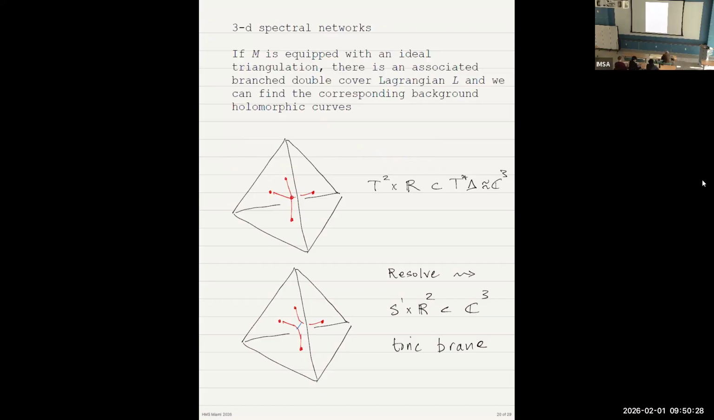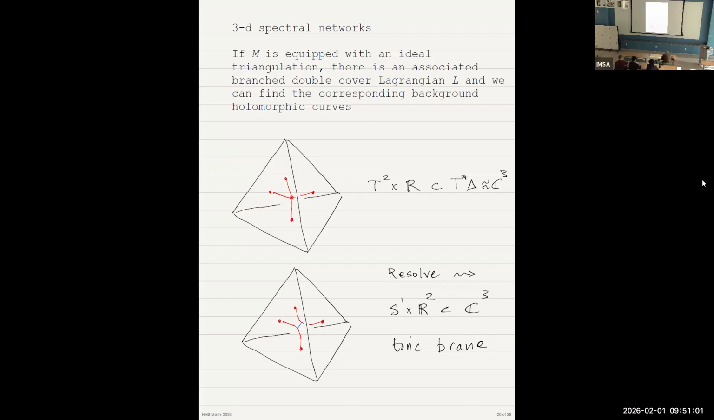Okay, so I want to get to do some calculations. So let me say something about these 3D spectral networks, which allows me to, yes. But okay, it takes a little while. So maybe I'll say it after the talk with some questions. So let me do this first.